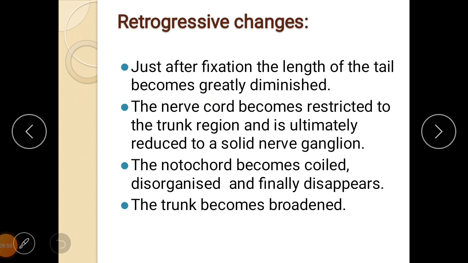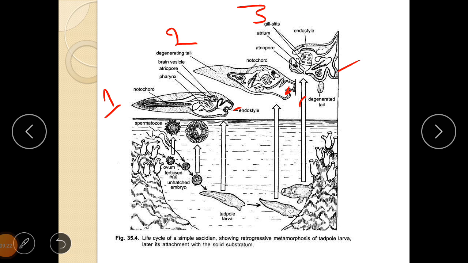Now see what retrogressive changes will happen. Up to here you have come to know what happens in the larva before retrogressive metamorphosis. Let us see the actual retrogressive metamorphosis. After fixation, the length of the tail becomes greatly diminished, the nerve cord becomes restricted to the trunk region and is ultimately reduced to a solid nerve cord. Along with the picture, if you read the concept, you will understand really well.